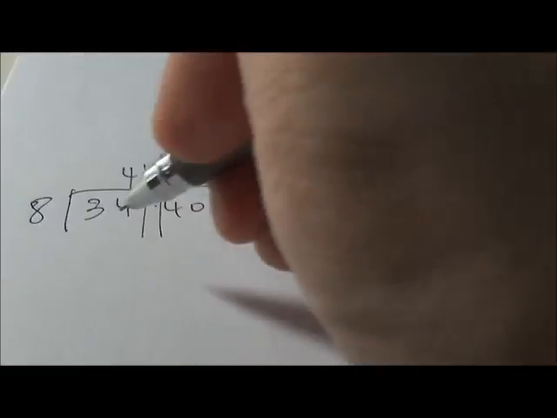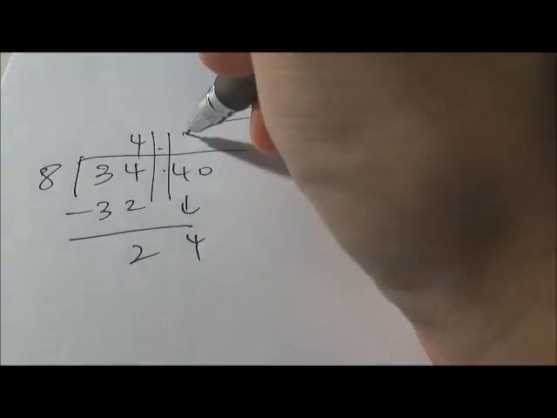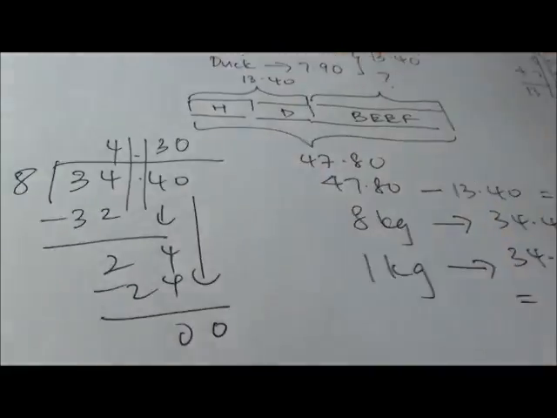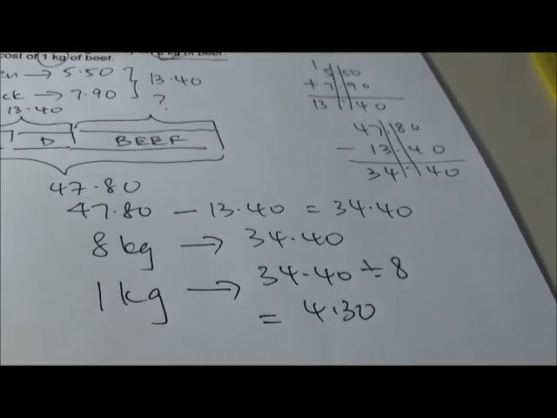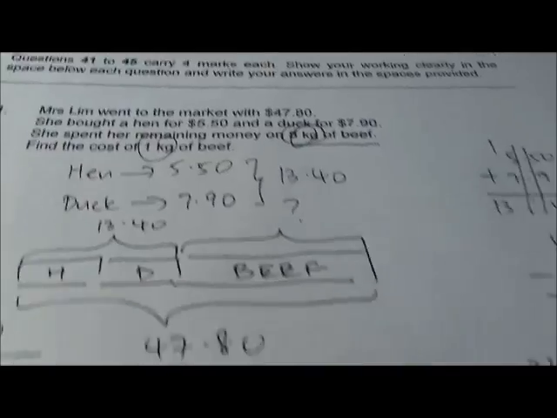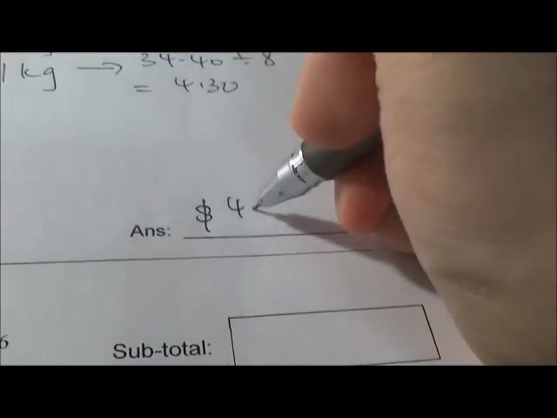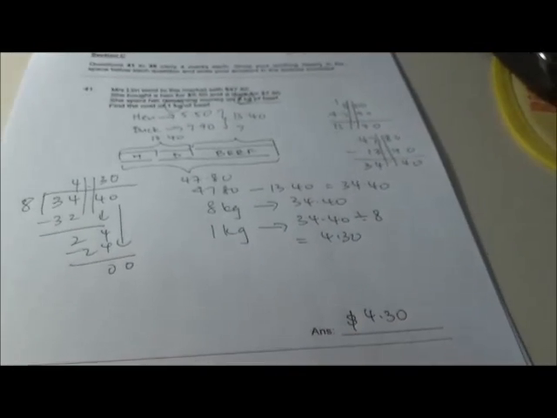8, 16, 24, 32. 4 times 8 is 32. 8, 24. Bring down. 8, 16, 24, 3 minus 24. Here we have a 0, 0. So 1 kg is $4.30. So for question 41, find the cost of 1 kg of beef. Your answer will be, don't forget your dollar sign, $4.30. Okay, this will be your answer.